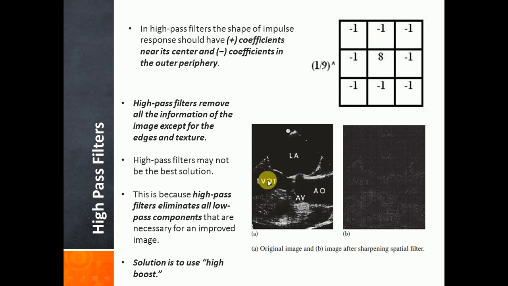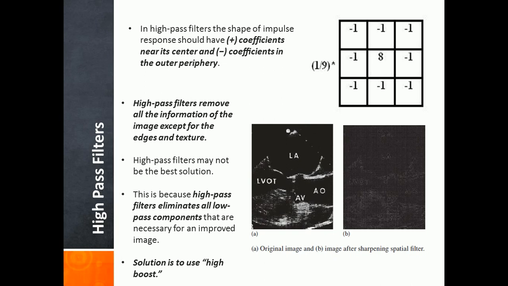Now when I pass this image into a high pass filter, the results are not very nice, but it does show you the impact. What really has happened is that the high pass filter has eliminated most of the low frequency components, which are in fact in this case necessary for an improved image. They were actually needed. So it was necessary to sharpen the textures, but when you remove the low frequency components which are necessary, there's not a lot of help that you're going to get.